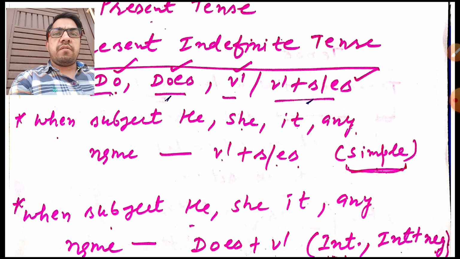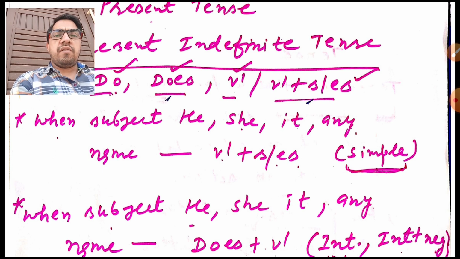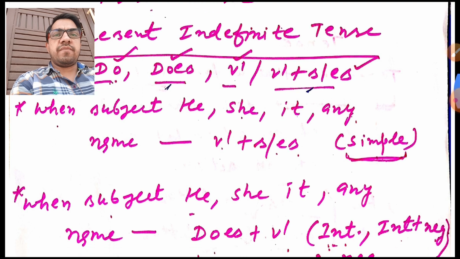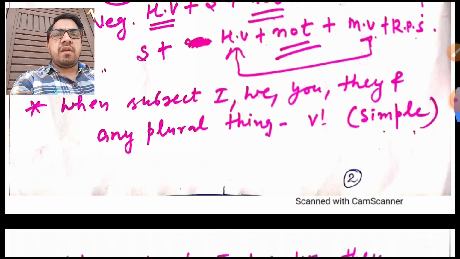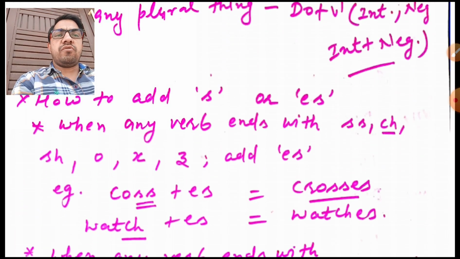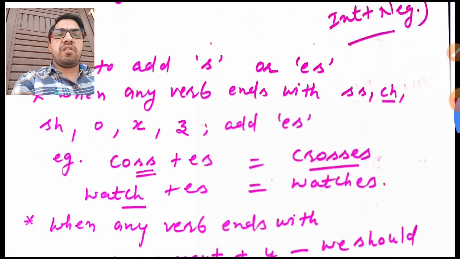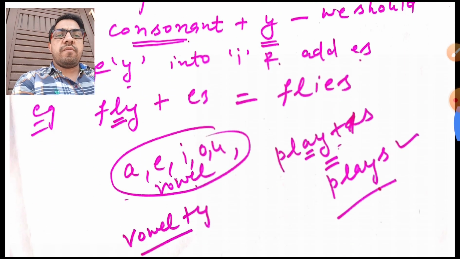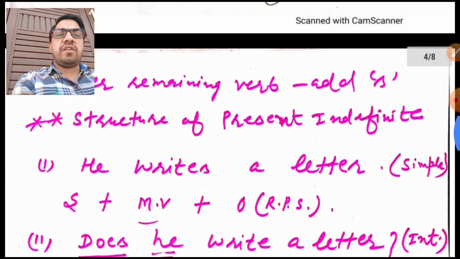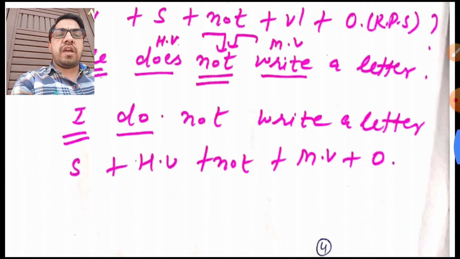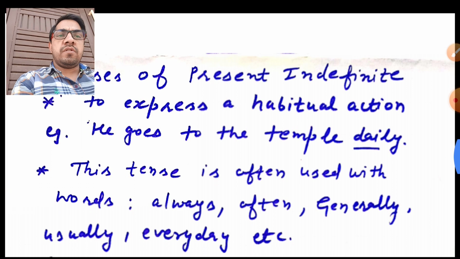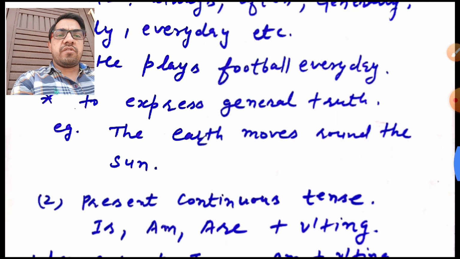In my last video, I taught you about the definition of tense, the structure of present indefinite, and the usage of present indefinite. I also taught you how to add s or es along with the first form of a verb. Now in today's video I am going to tell you about present continuous.